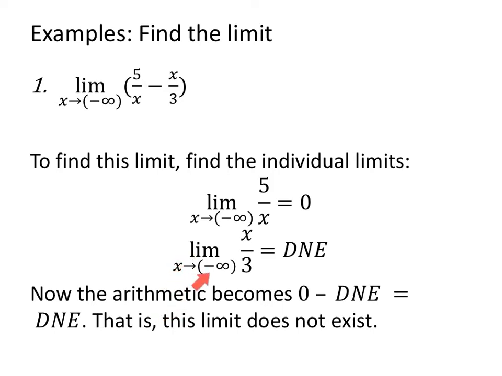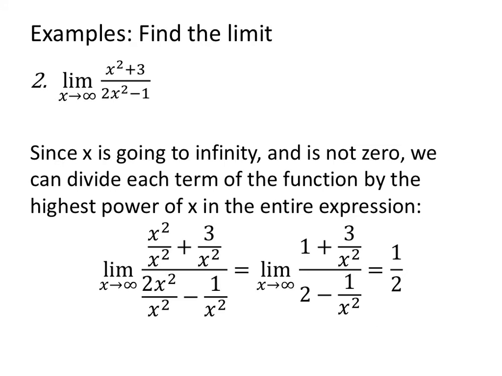But if x is approaching negative infinity, x over 3, that's not going to exist. Negative infinity over 3? That's kind of weird. So what does this arithmetic become? It becomes a 0 minus it doesn't exist. So the limit just doesn't exist. It's some type of infinity. We'd have to figure that out.